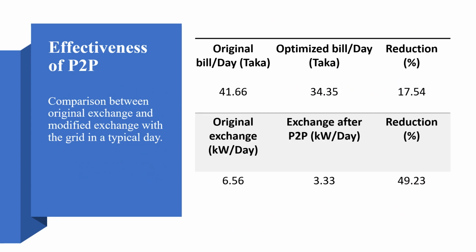This table shows the effectiveness in numbers. The original bill per day was 41.66 taka for the consumer, and after the P2P has been implemented, the bill reduces to 34.35 taka, which is 17.54% less. And the original exchange with the utility grid was 6.56 kilowatt per day, and after the introduction of P2P it reduces to 3.33 kilowatt, which is almost 50% less than the original.